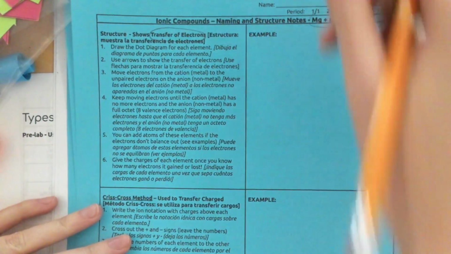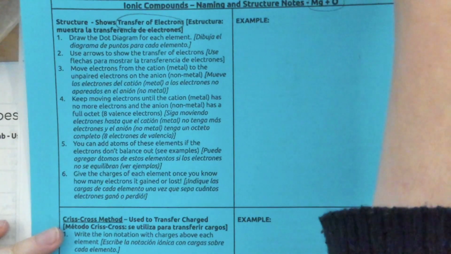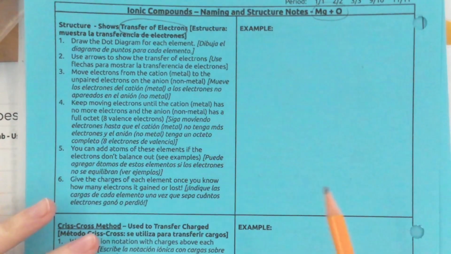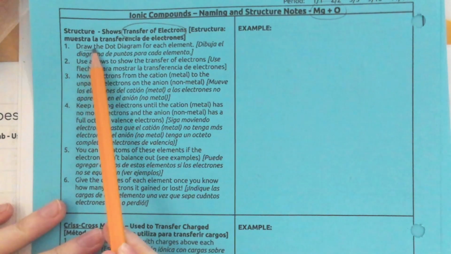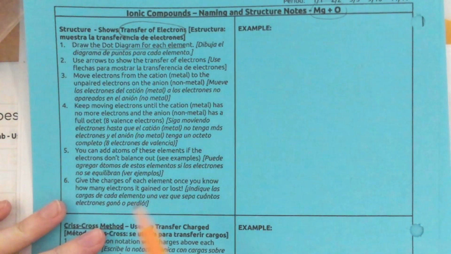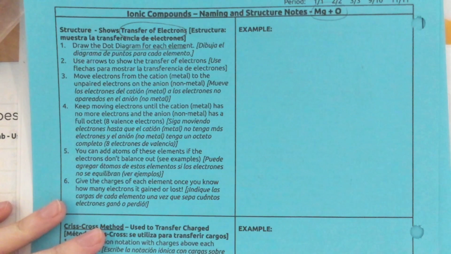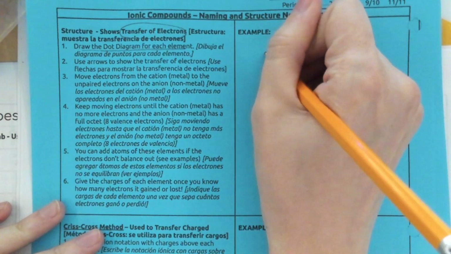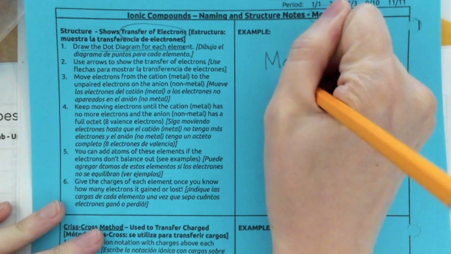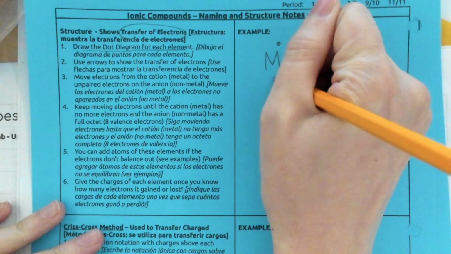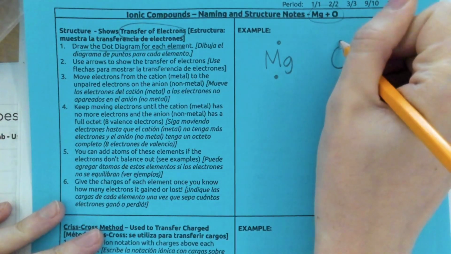Magnesium and oxygen. I'm going to zoom in a little bit more so we can see the instructions. There we go. Okay. So let's go ahead and take a look. The very first thing you're always going to do is draw the electron dot diagram, the Lewis dot diagram for each of the elements. So we're going to draw one for magnesium and oxygen.